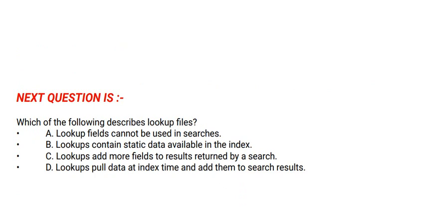The correct option is option A. Next question is, which of the following describes lookup files? Options are: Option A, lookup fields cannot be used in searches. Option B, lookups contain static data available in the index. Option C, lookups add more fields to results returned by a search. And option D, lookups pull data at index time and add time to search results.